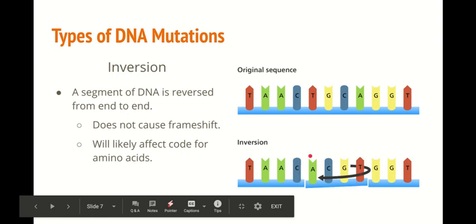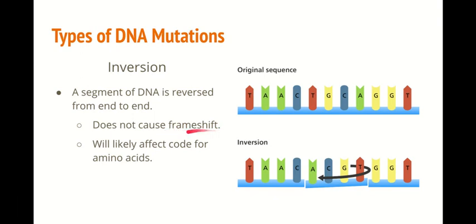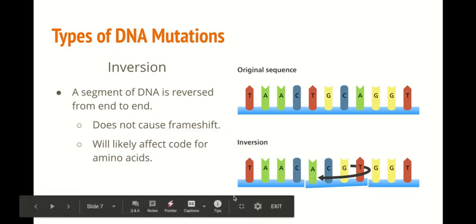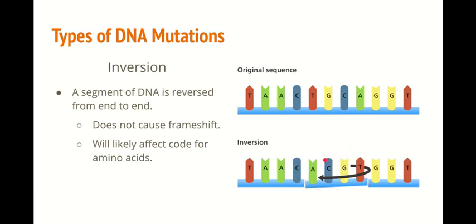Once again, because we didn't technically lose nucleotides overall and we didn't gain nucleotides overall, this isn't going to cause a frame shift. Any codons before this part will still code normally, and any codons after this part will still code like they used to. But whatever codons were in this region specifically might be different because they're going to be read in the reverse of what they originally were. So this is probably going to affect the code for amino acids, which means it's going to affect the end protein, which means it might cause more genetic diversity. Not necessarily a bad thing.